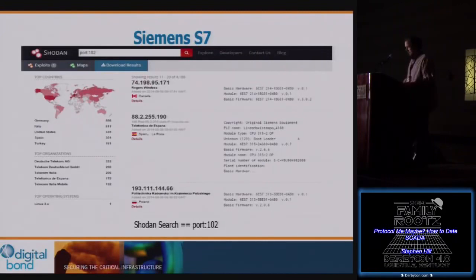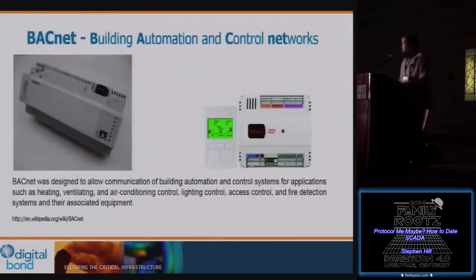Next one we're going to dive into a little bit is one that we've been working a lot recently, building automation control networks, or BACnet. BACnet is a protocol designed for building automation. So this runs lighting, HVAC, there's power meters, a bunch of stuff in buildings for automation of the building.